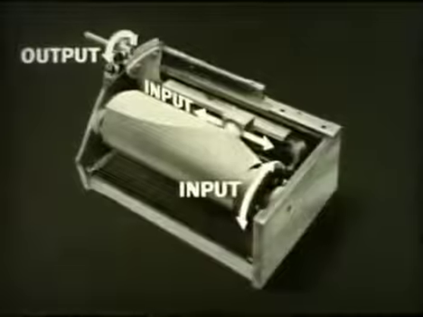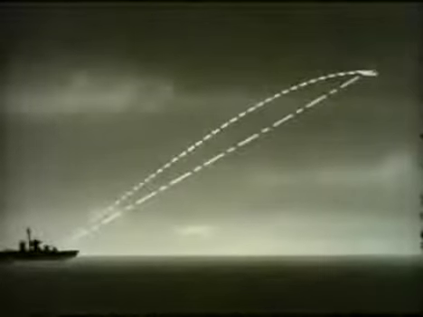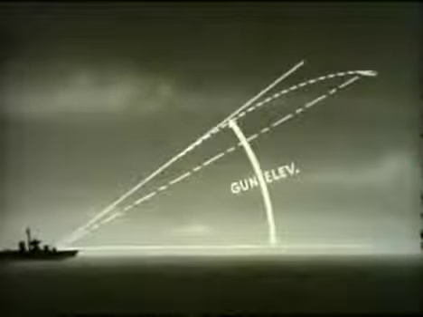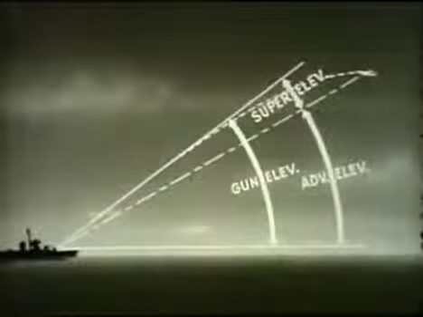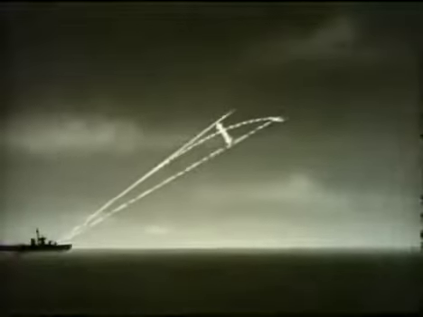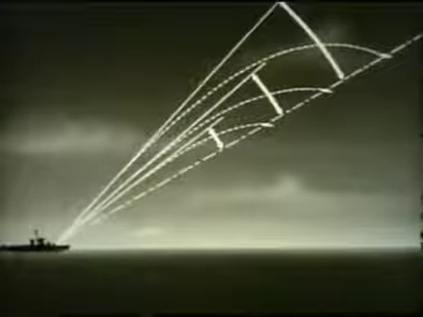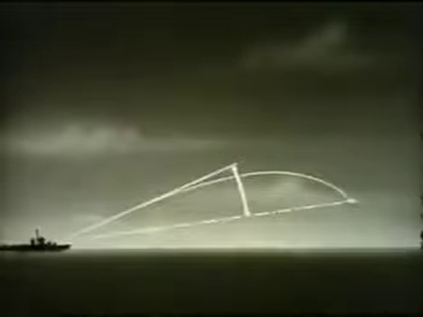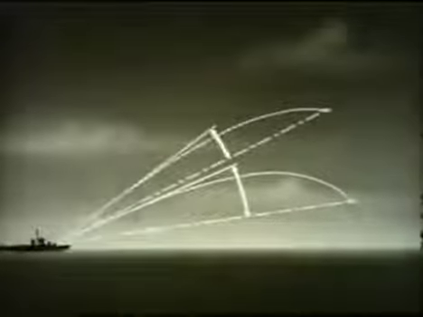Briefly, the problem is this. Gun elevation is the sum of super elevation and advance elevation of the target. Super elevation increases as advance range increases, but not in direct proportion. Super elevation decreases as advance elevation increases, again not in direct proportion.